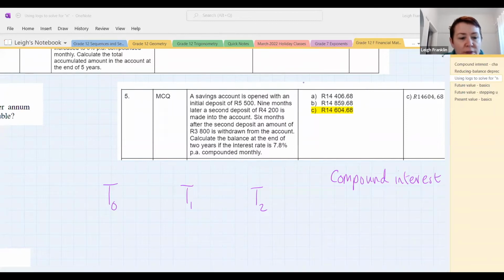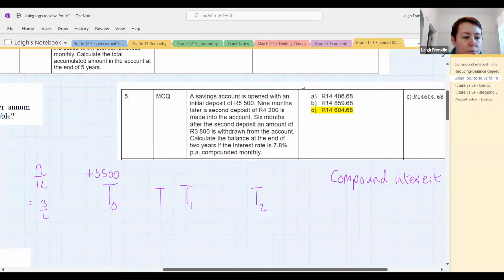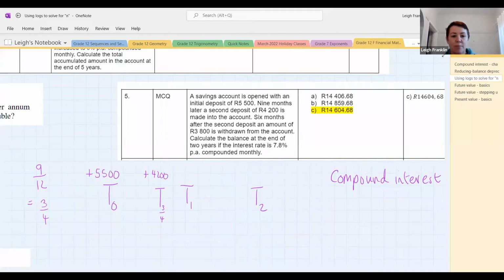All right, so the initial deposit of 5,500 Rand, so that's plus 5,500 at T0. Then 9 months later, so now you need to ask yourself, 9 months is how much of a year? 9 months, so it's 9 out of 12. It's going to be what of a year? 3/4. So at T, 3/4, a second deposit of 4,200 Rand is made. All right, 6 months after the second deposit, an amount of 3,800 Rand is withdrawn.